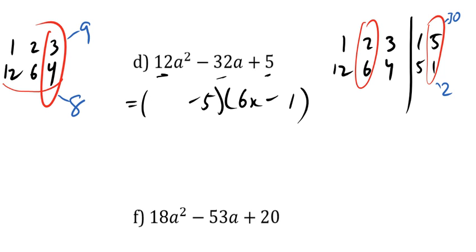Negative 5 times negative 1 is positive 5. But when I add them together, I get negative 32. Smile twice to check. This is negative 30a minus 2a is negative 32a. Yes? It doesn't matter what's happening on the actual question, you can just choose if it's plus or minus or plus and plus, as long as it works out in the end.